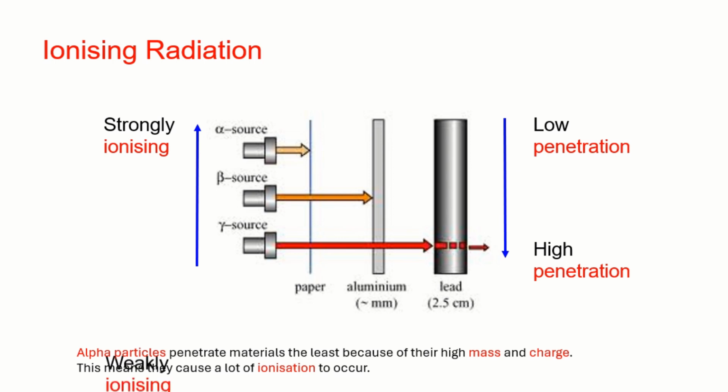Gamma, on the other hand, is very weakly ionizing because it has essentially zero mass and zero charge. There will be very few interactions with the particles that it's passing through, therefore very little ionization, and therefore it takes a long time for it to lose its energy and effectively be slowed down. Beta is in the middle, has a kind of moderate mass and a charge which is between the two, and so therefore will be stopped by a material somewhere in between lead, and that's why we have aluminium there as well.